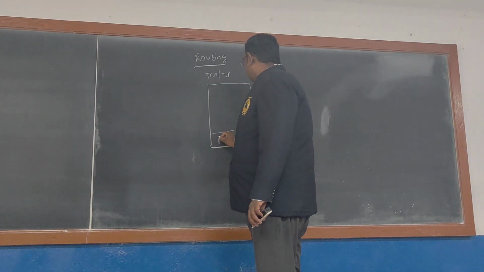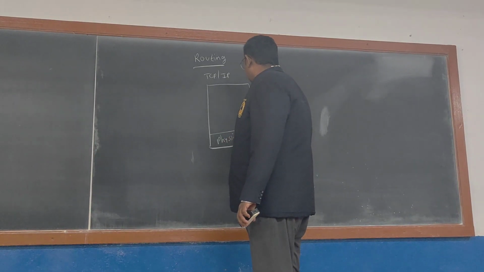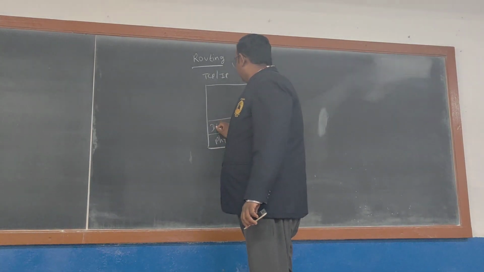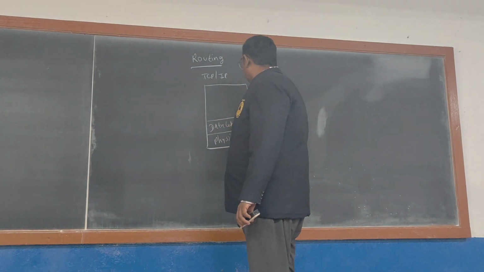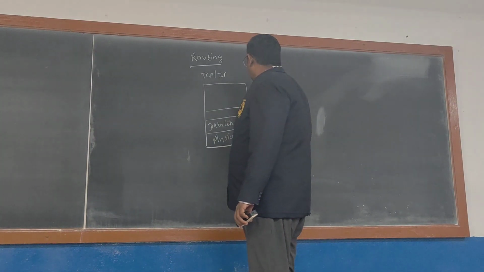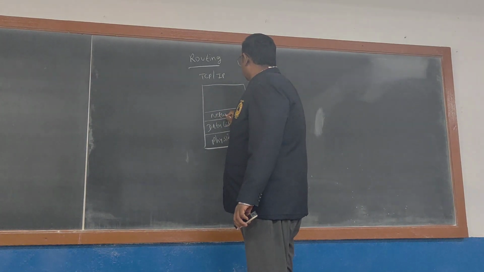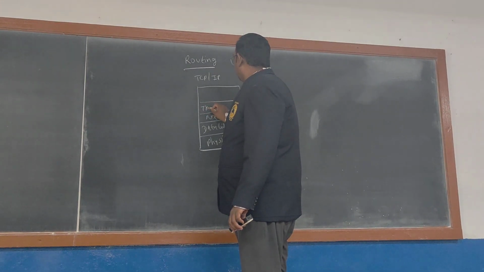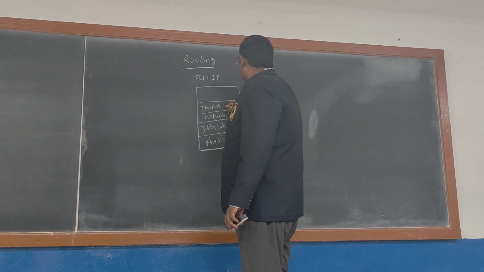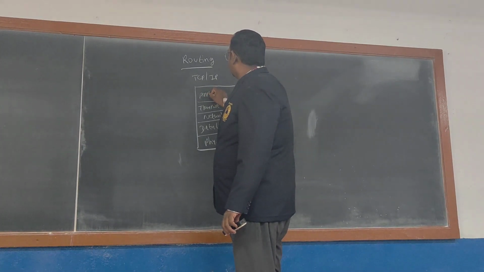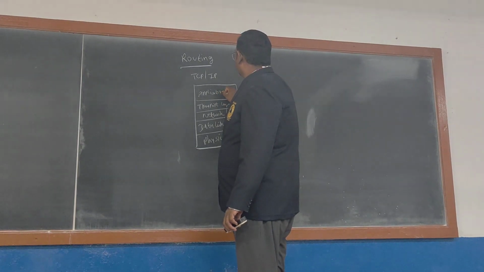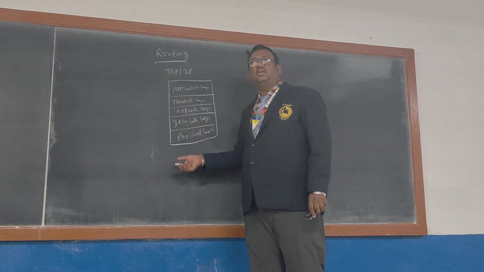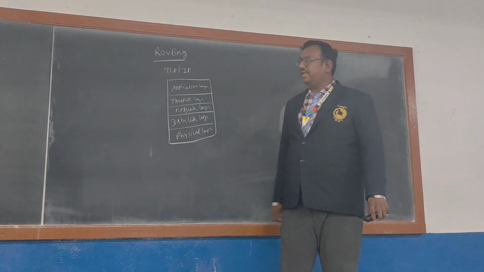The first layer is the physical layer. The second layer is the data link layer. The third layer is the network layer. The fourth layer is the transport layer. The fifth layer is the application layer. So if we take TCP/IP, these are the 5 layers we have. The router comes in the network layer.